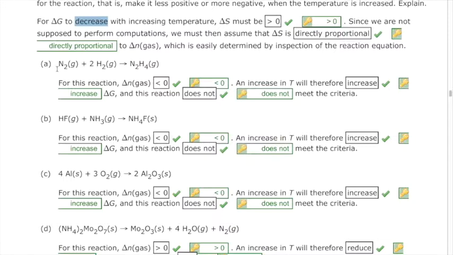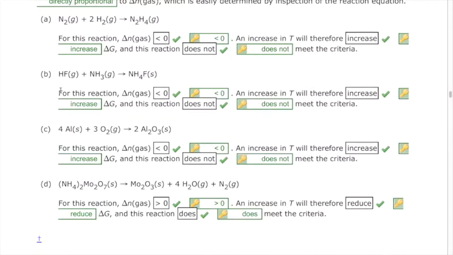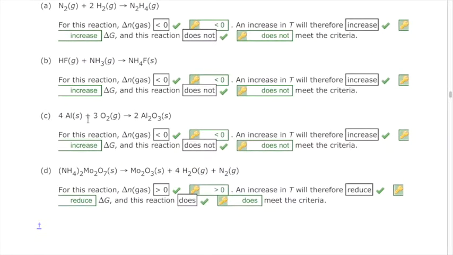Here we have 1 mole of N2 and 2 moles of H2, both of those are gas. And in the products, we just have 1 mole of N2H4. So we're going from 3 moles of gas to 1. That's a negative delta N, so it doesn't meet the criteria. That's true for B and C as well. We're reducing our moles of gas from 2 to 1 here, and from, well, actually 3 to 0 here. This is the only gas.